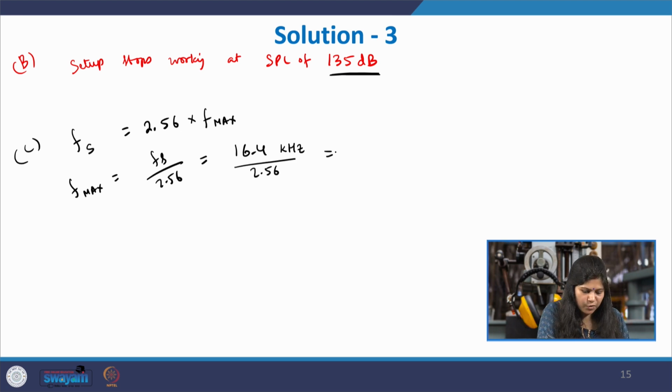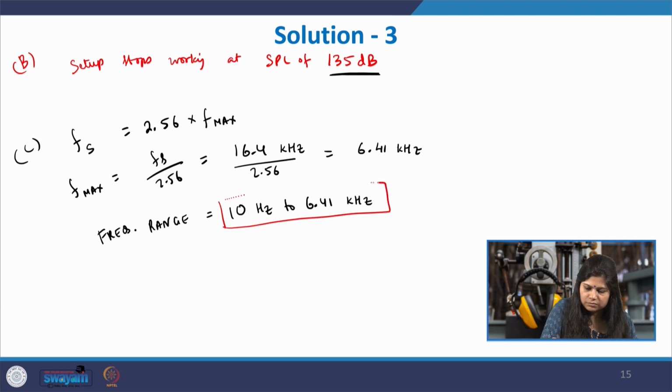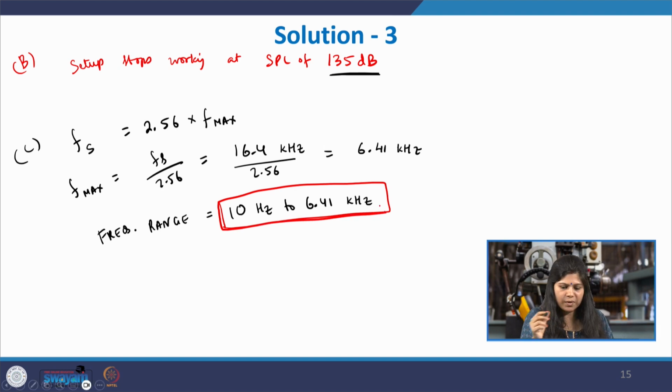So, the maximum frequency that it can accurately record would come out to be 6.41 kilohertz. So, the frequency range is going to be, let us say, typically from 10 hertz to 6.41 kilohertz for accurate recording. Usually we do not start at 0. Okay, so 10 hertz to 6.41 kilohertz. So, this solves all the questions.